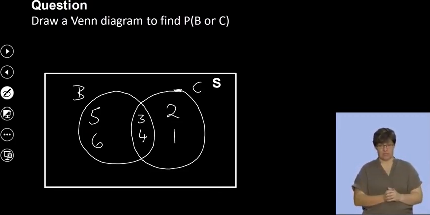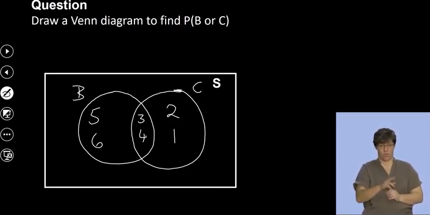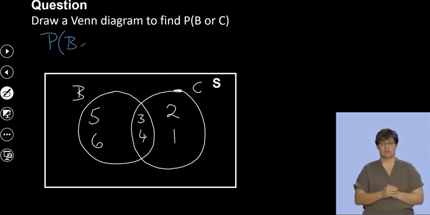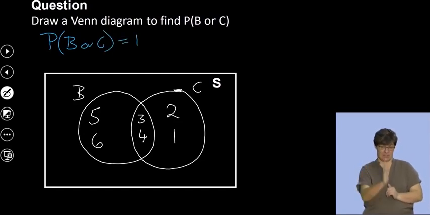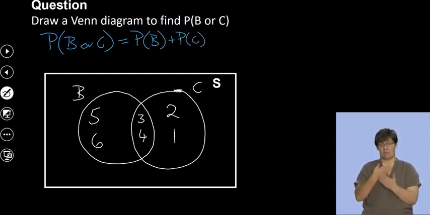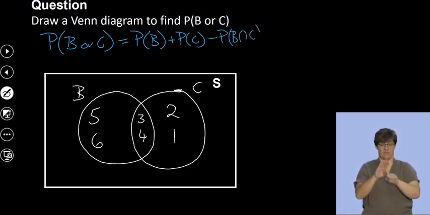And remember here, we're looking at the OR rule. We recognize that these are not mutually exclusive. And because they're not mutually exclusive, B, C, the probability of B or C is equal to the probability of B plus the probability of C minus the probability of the intersection of B and C.